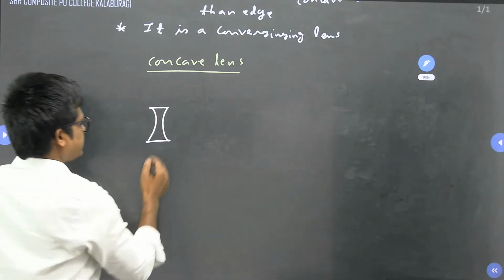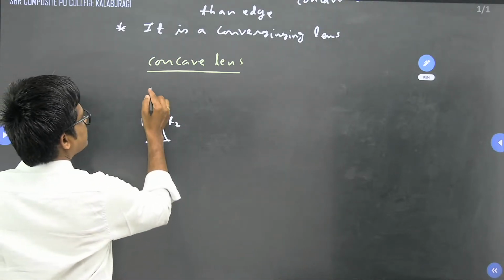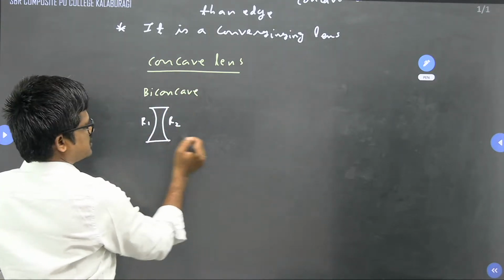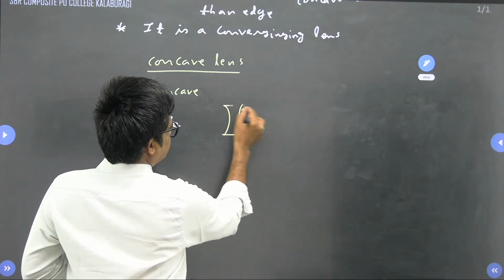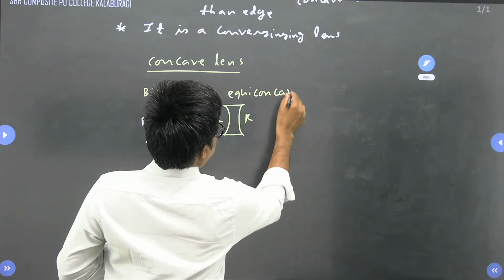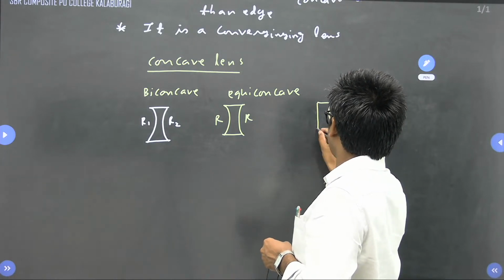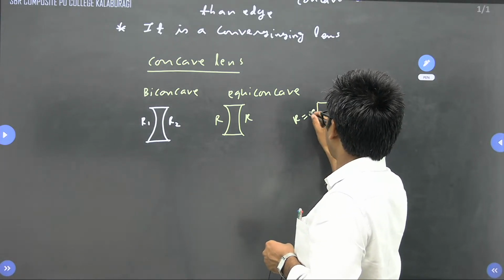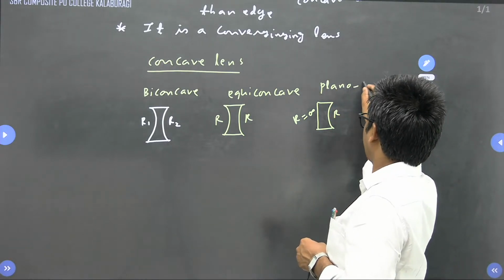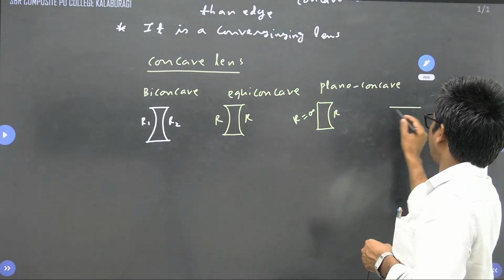This is a transparent medium. Here the middle part is thinner. Say the radius of curvature of this is R1 and this is R2. It is what we can say biconcave. If both curvatures are equal, then it is equiconcave. If one surface is plane, its radius of curvature is infinity, and the other has radius of curvature r, it is called plano-concave. Sometimes we have that also.